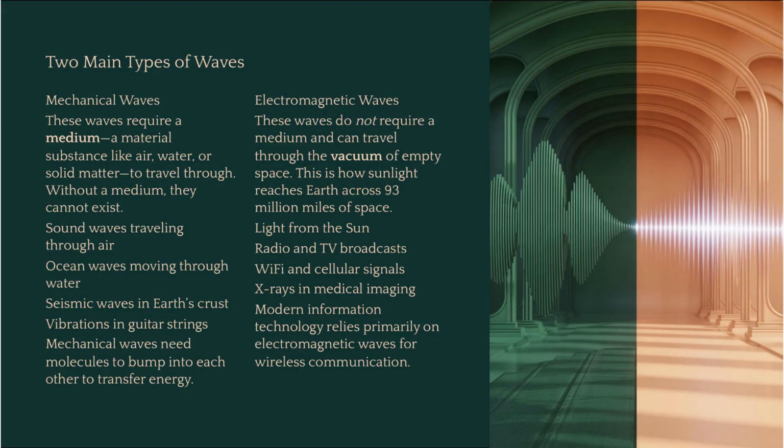But the most important waves for information technology are electromagnetic, EM, waves. These include light, radio, and X-rays. EM waves are unique because they don't need a medium. They can travel perfectly through the vacuum of space, which is how we get signals from satellites.